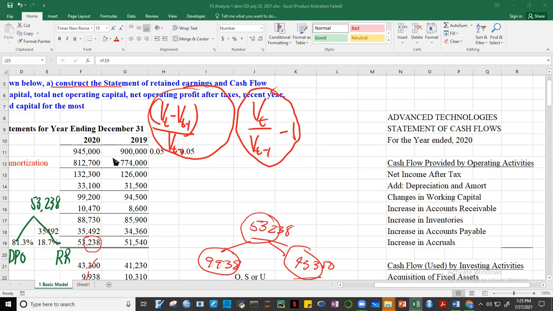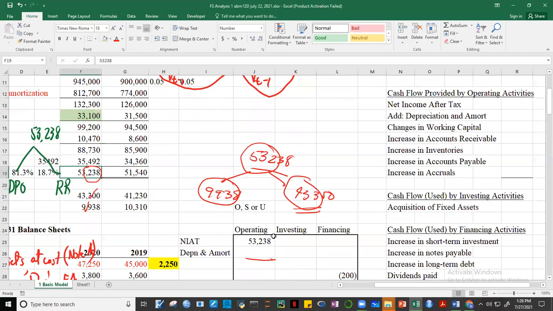Okay. So thank you, Marion. Sabi ni Marion, may non-cash dito which is this one, depreciation and amortization. Okay? So hindi siya cash. Pinasok natin dito. Cash flow to di ba? So dapat ito, non-cash to, dapat i-convert natin into cash. How do we convert 53,238 into cash, guys? How? Paki-chat nga.